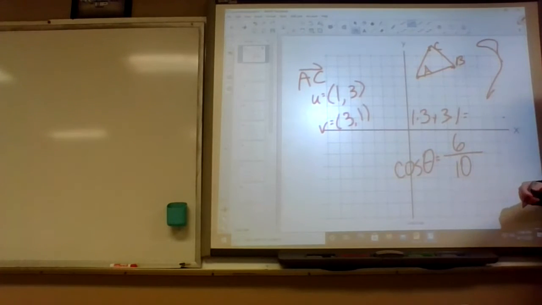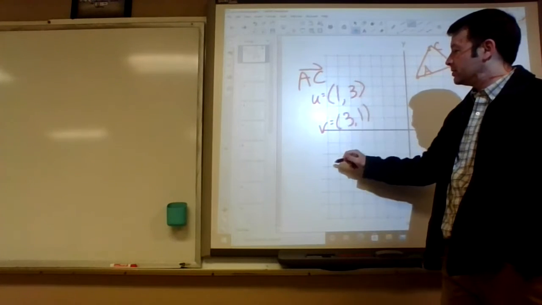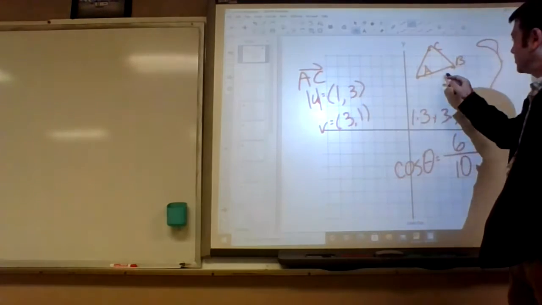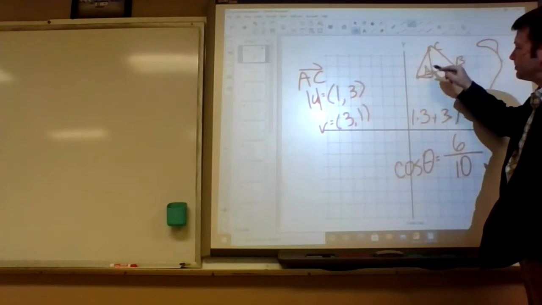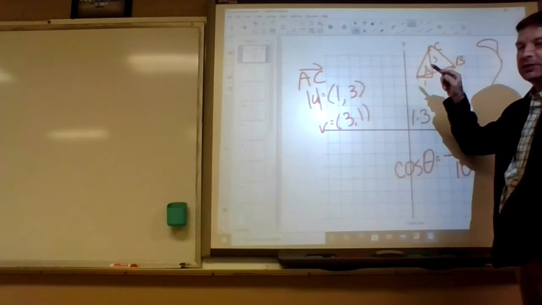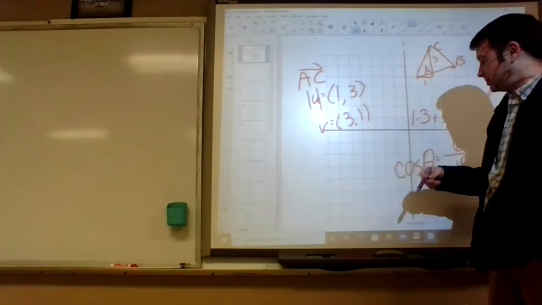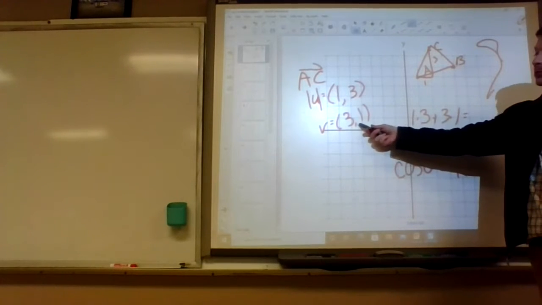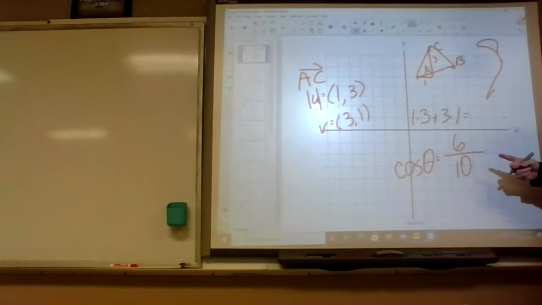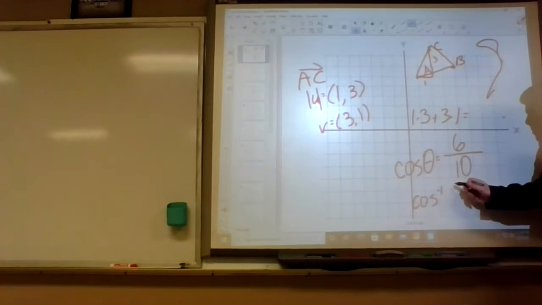Wait, where do you get the 10 from? Remember how we found the magnitude, like the length of 1, 3. Basically, it's the Pythagorean theorem. You do 1 squared plus 3 squared equals this squared. So 1 squared plus 3 squared is 10, and the square root of that is square root of 10. This one would be square root of 10 also, because it's the same. But square root of 10 times square root of 10 is 10. So we need to do cosine inverse of 6/10, or you could do 3/5.